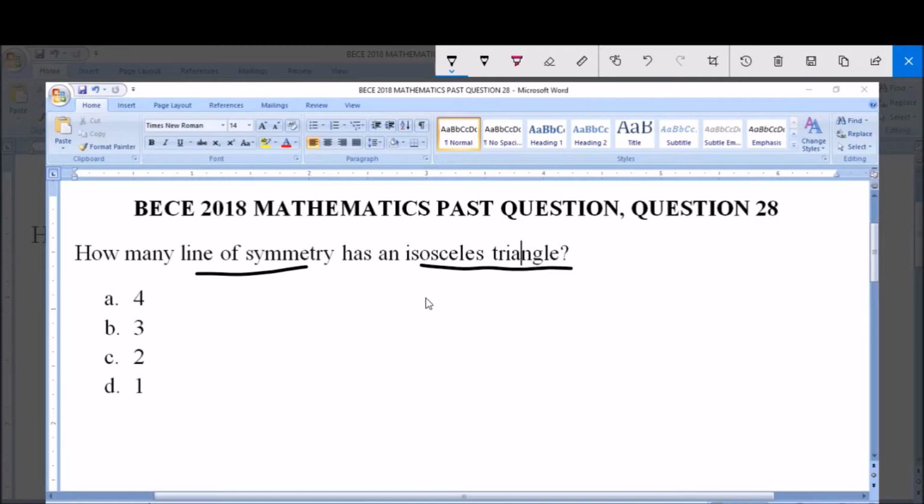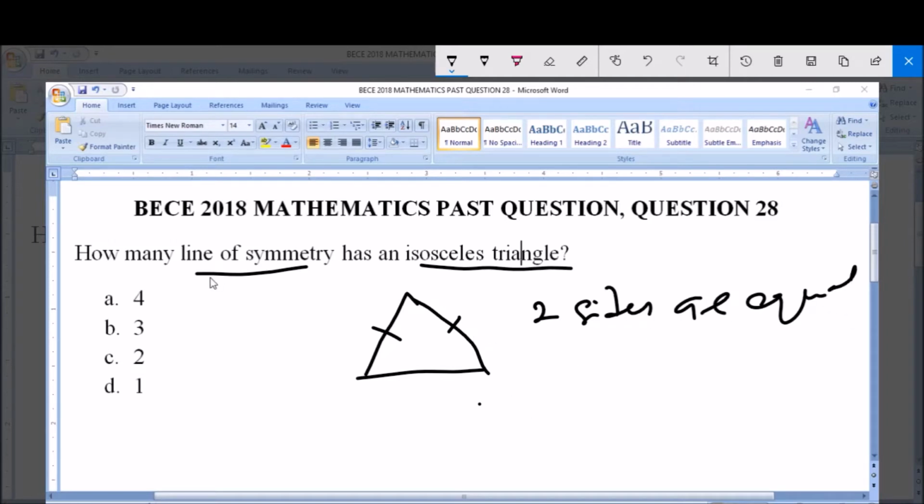Now, like we know, we have various types of triangle, and an isosceles triangle is simply a type of triangle in which two sides are equal. That is, two sides of this triangle are equal. That is, here and here are equal. So for an isosceles triangle, two sides are equal.